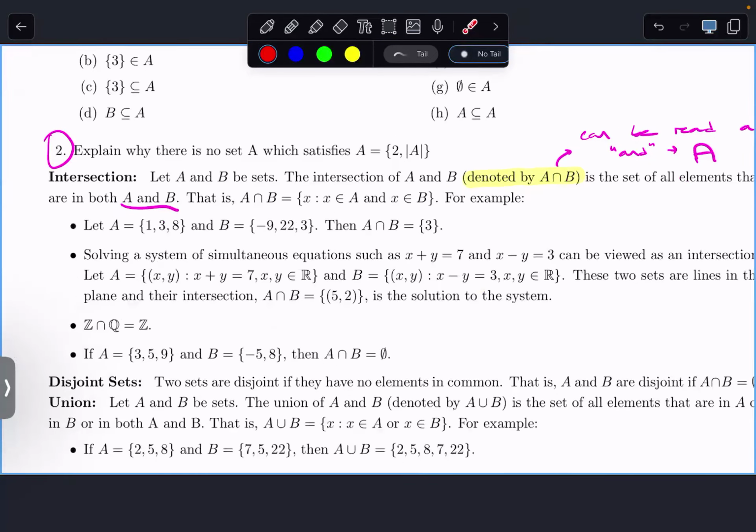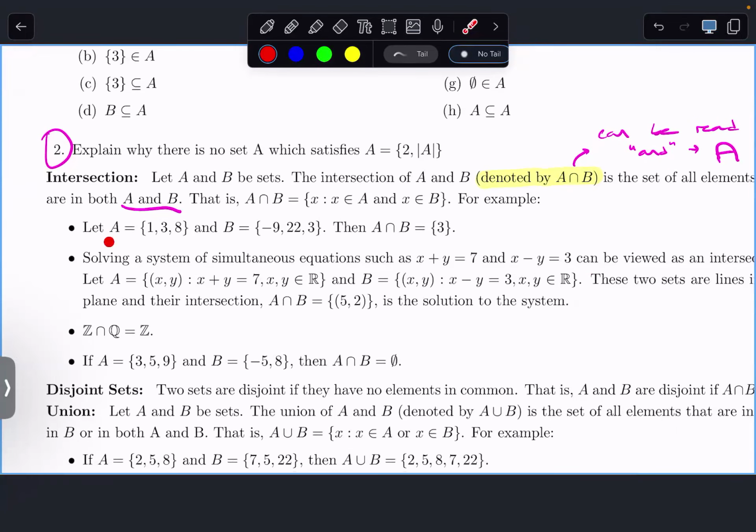As an example, if we let A be the set of 1, 3, 8, why not? And B can be the set of -9, 22, and 3, then if I have to look at the intersection here, I've got overlap. Both of them have a 3. So then the intersection of A and B is the set of 3. Just one element, 3.